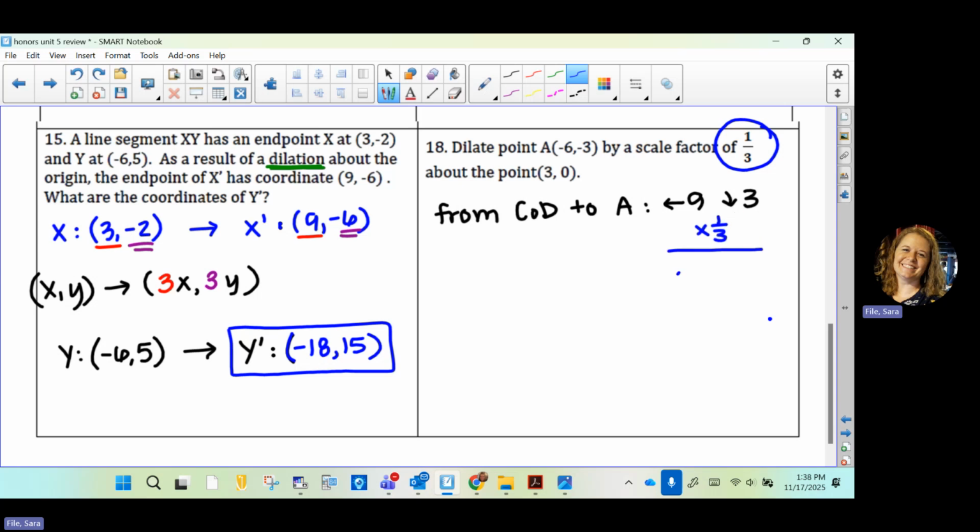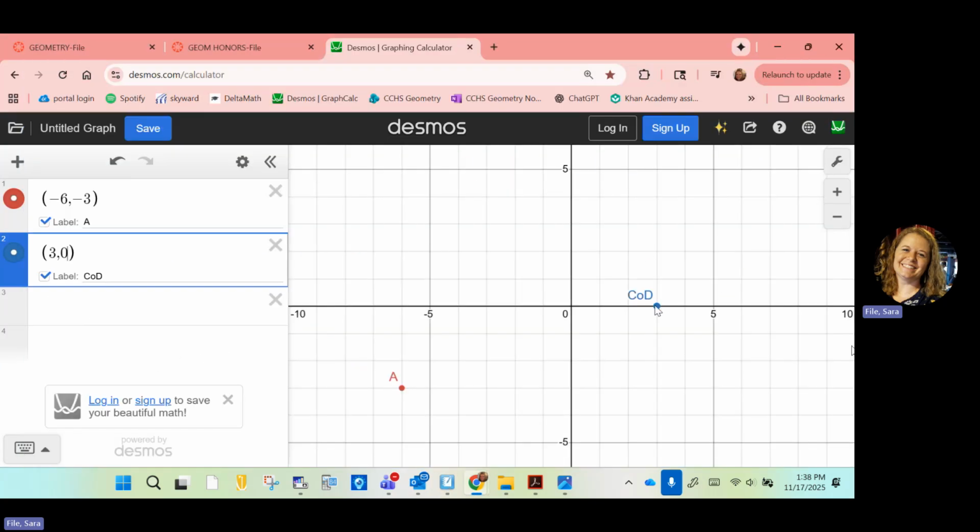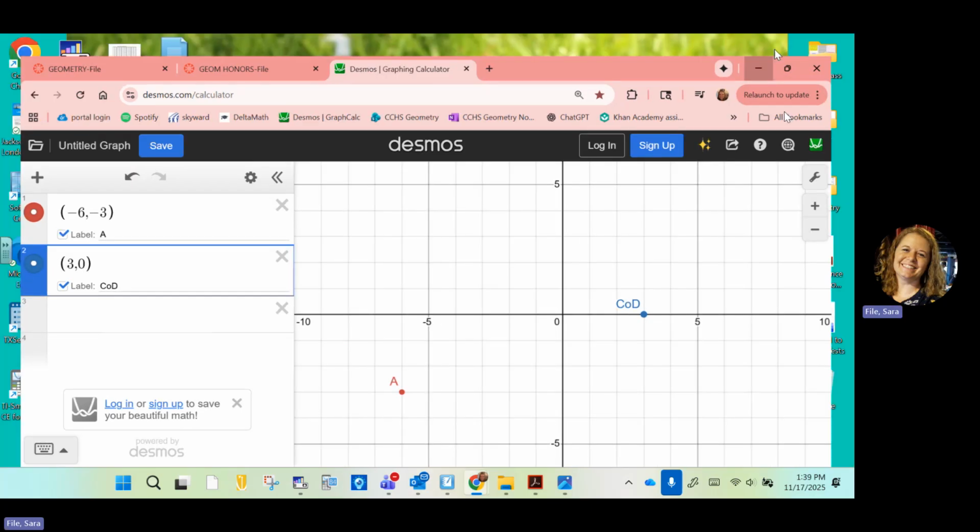So what does that become then? Left, what's a third of 9? 3. And what's a third of 3? 1. So instead of left 9 down 3, I'm going to go left 3 down 1 from the center of dilation. So if I go left 3 down 1, where does that put me? That ordered pair. 0, -1. So my answer would be 0, -1.